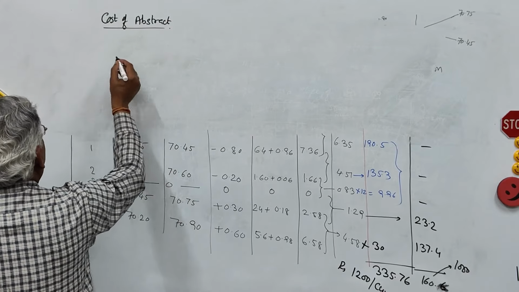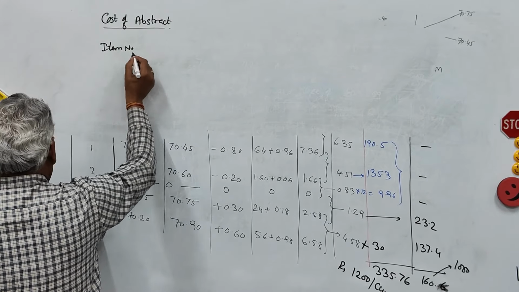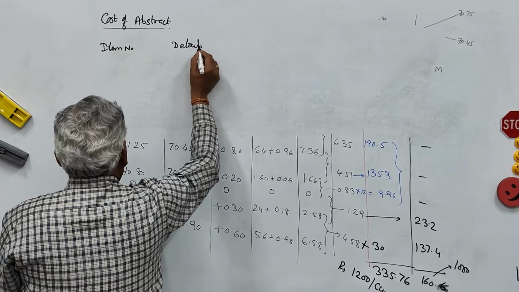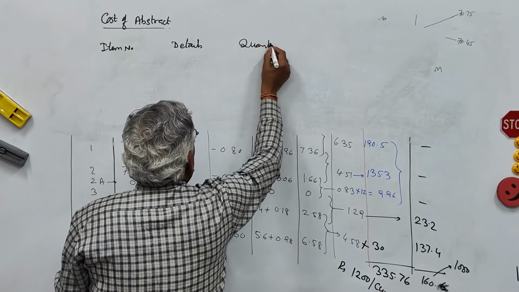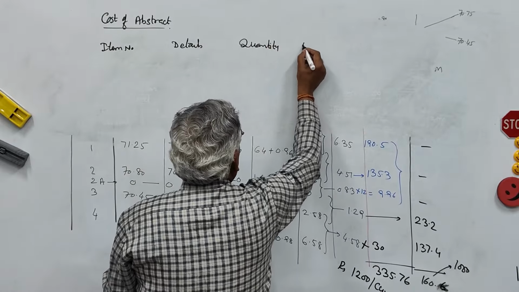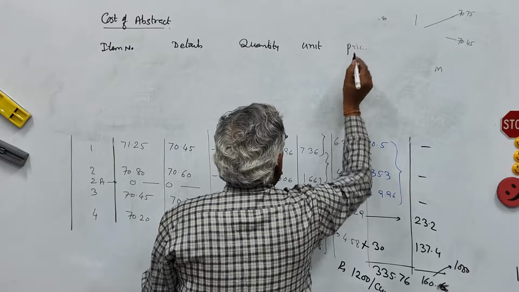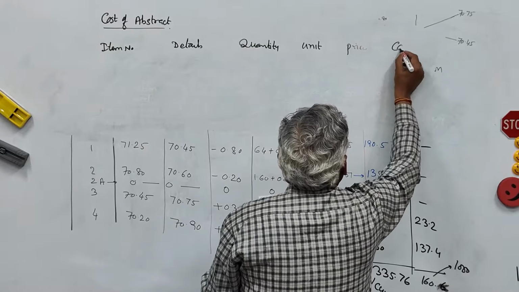Like this: the item number, details of the item, quantity, unit, price, and cost.